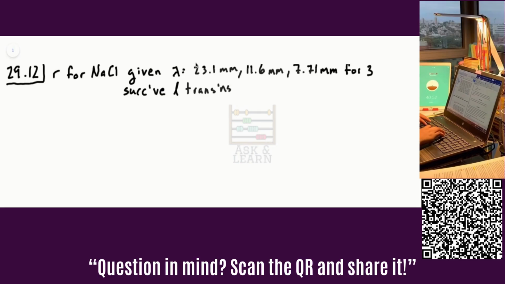So if we call this one 1, this one 2, and this one 3, delta E1 is hc over lambda 1, which is 5.381 times 10 to the negative fifth electron volts.